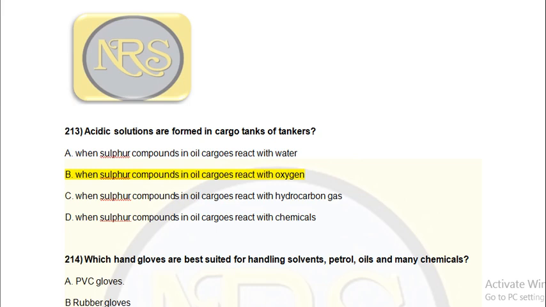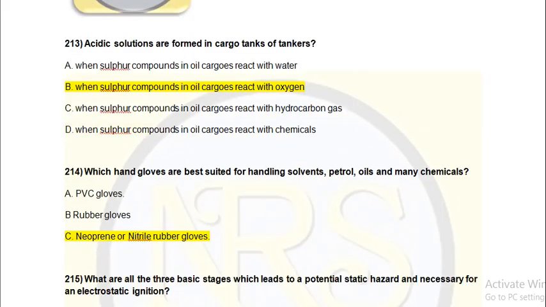Option B, when sulfur compounds in oil cargo react with oxygen, because there is no chance of water in the cargo tanks during cargo operation. So presence of moisture and oxygen content with the sulfur can form SOx. SOx formation with the content of moisture, there is a chance of cold corrosion. So option B is the correct answer for question number 213.